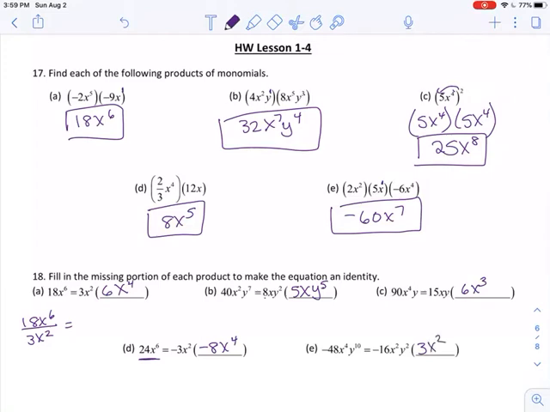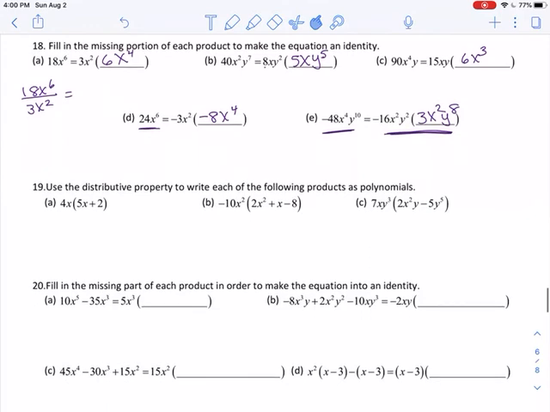So 4 minus 2 is x squared, and 10 minus 2 is y to the 8th. And then I can just do a little quick check just to make sure, hey, if I was to multiply these two terms here, would it equal that? And yes, it would.